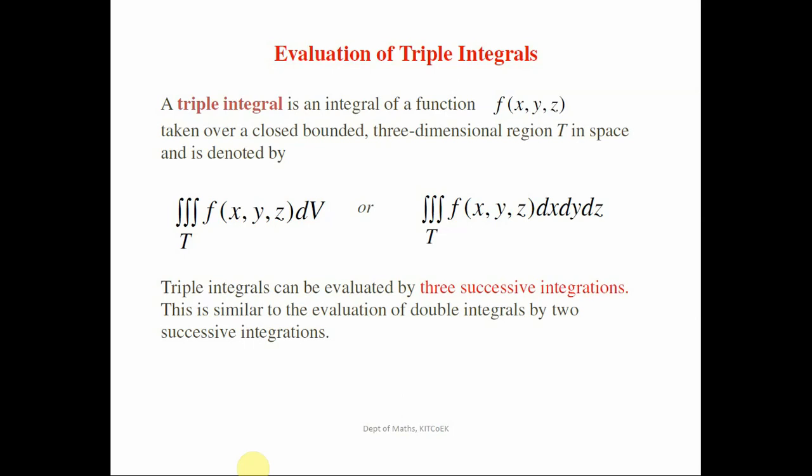So let me first define the triple integral. A triple integral is an integral of a function f of xyz taken over a closed bounded three-dimensional region T in space, and is denoted by the triple integration over T f of xyz dv, or triple integration over T f of xyz dx dy dz. Now here this triple integral is defined over the region T in space.